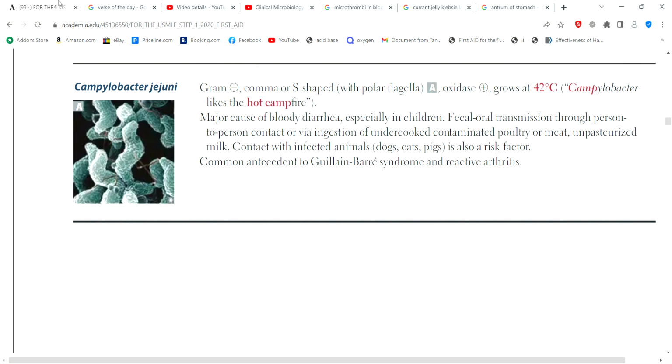So, Campylobacter jejuni, it's a gram negative. It's a gram-negative curved, comma-shaped rod.